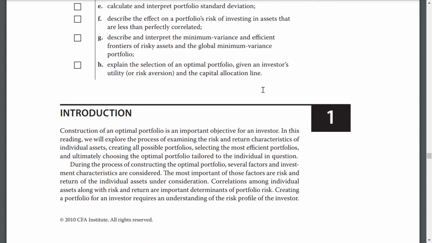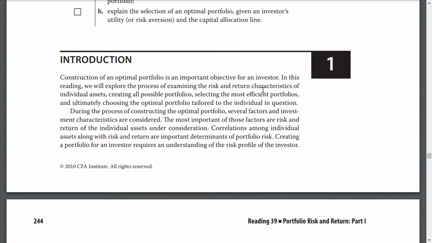Introduction. Construction of an optimal portfolio is an important objective for an investor. In this reading, we'll explore the process of examining the risk and return characteristics of individual assets, creating all possible portfolios, selecting the most efficient portfolios, and ultimately choosing the optimal portfolio tailored to the individual in question. During the process of constructing the optimal portfolio, several factors and investment characteristics are considered. The most important of these factors are the risks and returns of the individual assets under consideration, as these are important determinants of portfolio risk.